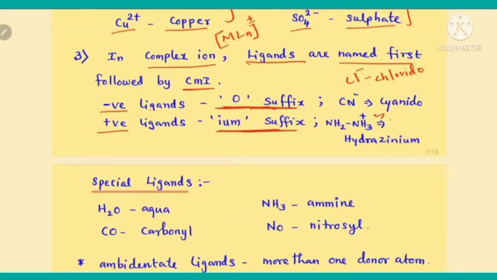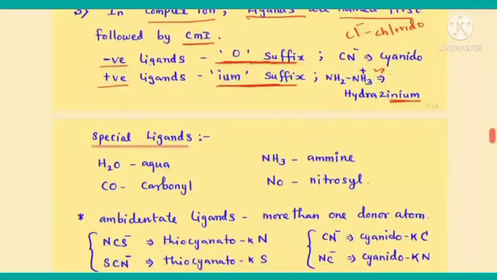A ligand with the formula NH2-NH3+ is called the hydrazinium ion. You can see in the name there is the suffix IUM. So while giving the name of a negative ligand, we have to add the suffix O: chloride, chlorido; fluoride, fluorido; sulfide, sulfido, etc. Positive ligands take the IUM suffix.